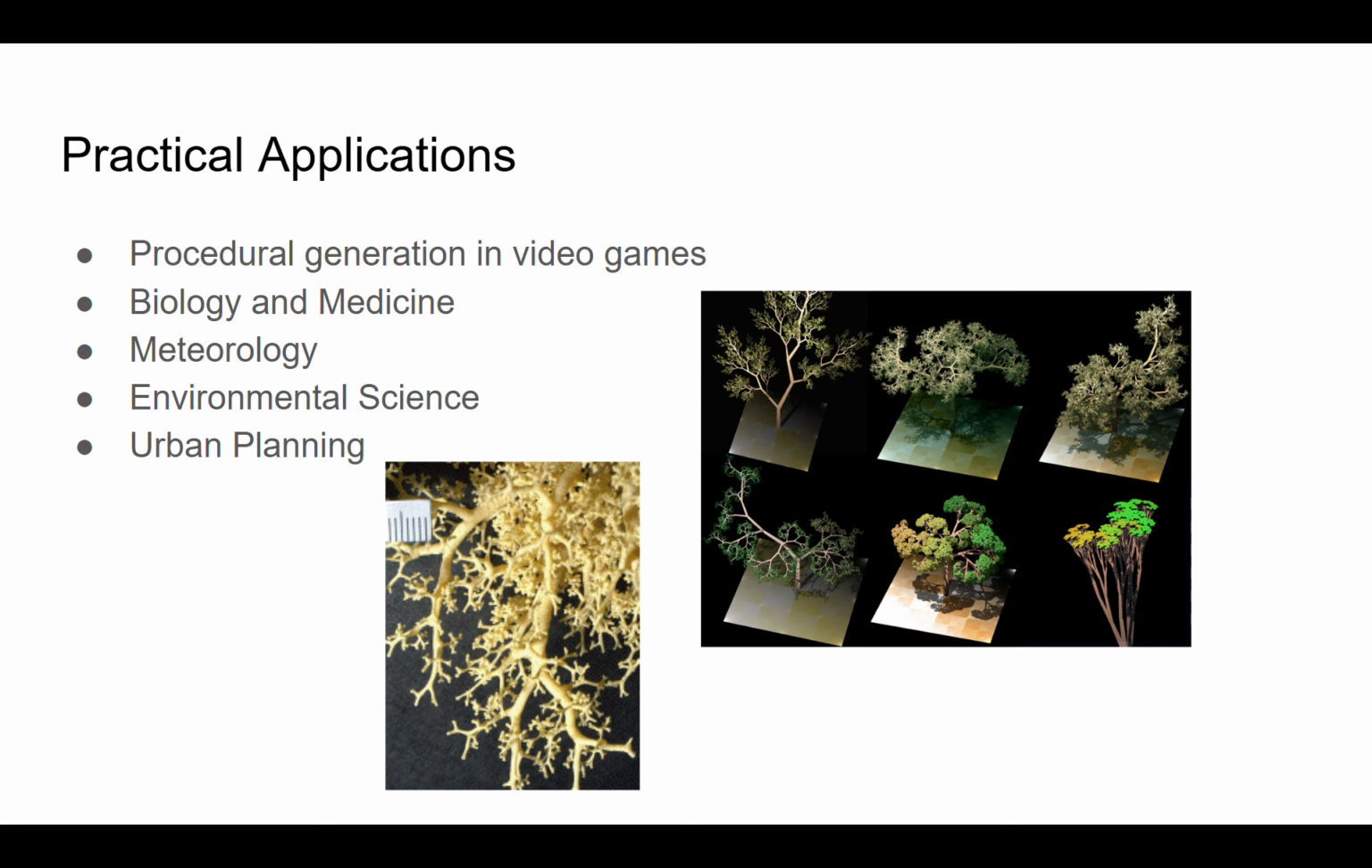In meteorology, fractals help predict hurricanes and weather patterns by modeling cloud formations and atmospheric turbulence. This will likely play an even more crucial role in the future with the rise of climate change. In environmental science as a whole, fractal analysis is used to study coastline erosion and climate change and the effects of climate change on landforms.